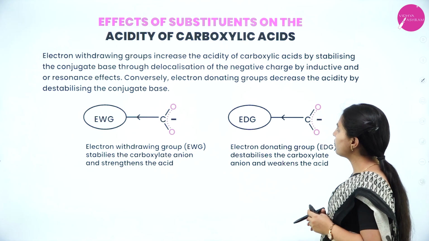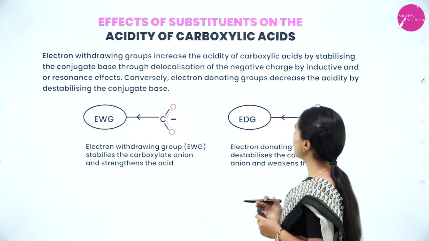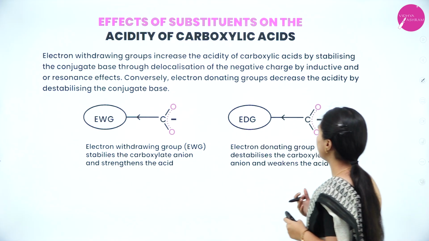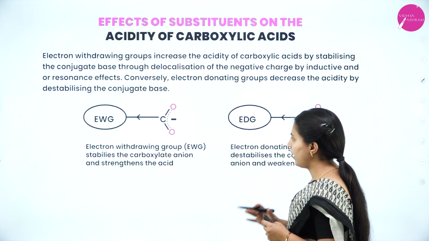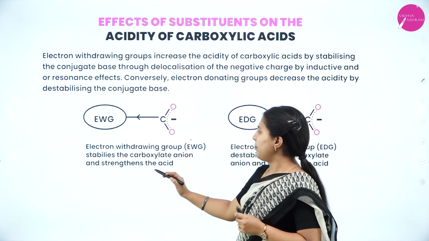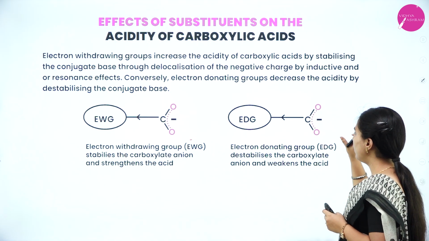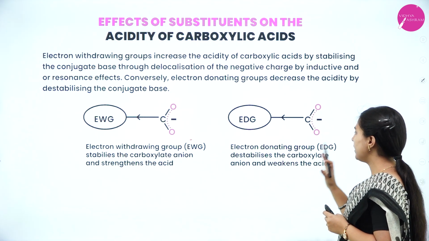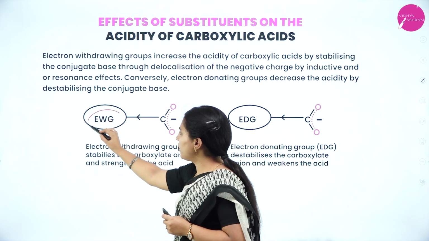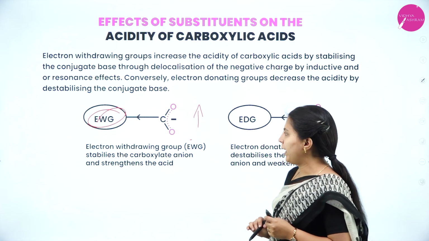Next, effects of substituents on the acidity of carboxylic acids. Electron withdrawing groups increase the acidity of carboxylic acids by stabilizing the conjugate base through delocalization of the negative charge by inductive and resonance effects. An electron withdrawing group stabilizes the carboxylate anion and strengthens the acid, while an electron donating group destabilizes the carboxylate anion and weakens the acid. If you have an EWG, that is an electron withdrawing group, it will enhance the strength of the acid.